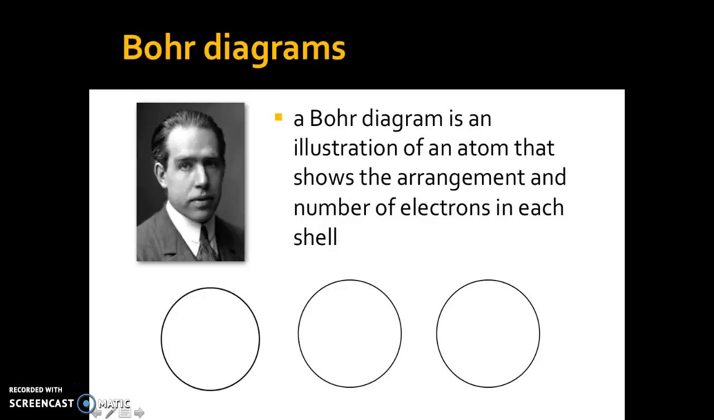So, to create a Bohr diagram, it's an illustration of an atom that holds the arrangement and the number of electrons in each shell. And my time is going, so I need to speak quickly. So, a Bohr diagram is an illustration of an atom which shows the arrangement of electrons in each shell.